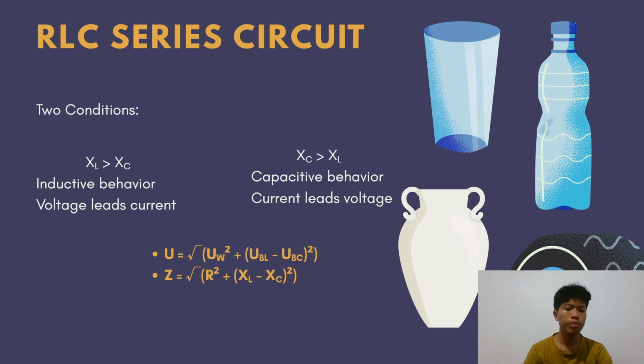The formula becomes total voltage U equals the square root of UR squared plus (UL minus UC) squared. The impedance Z equals the square root of R squared plus (XL minus XC) squared.